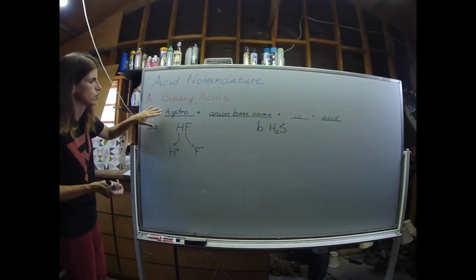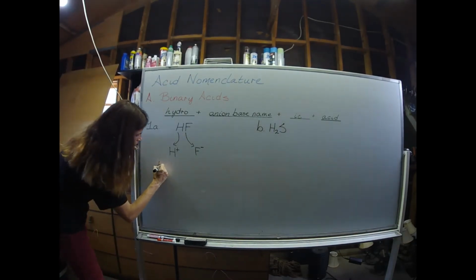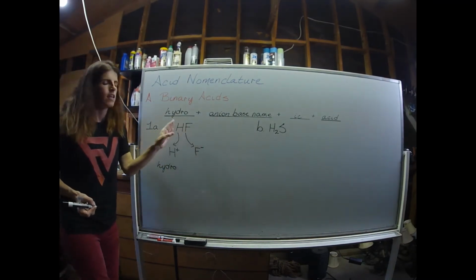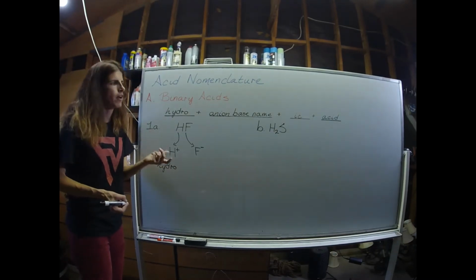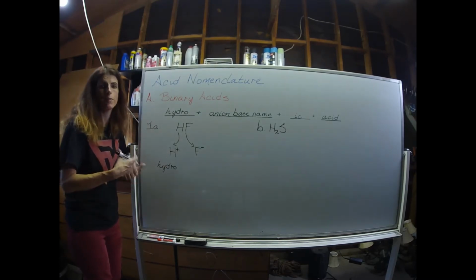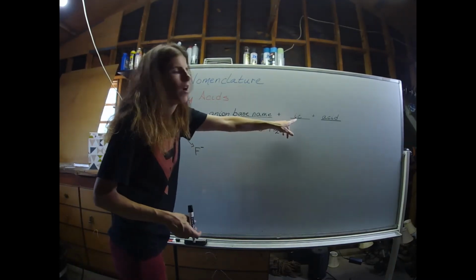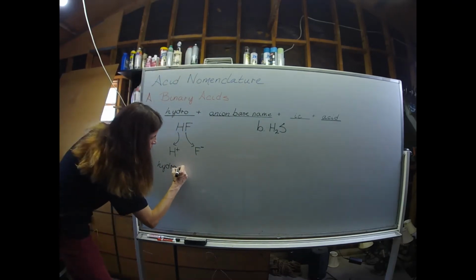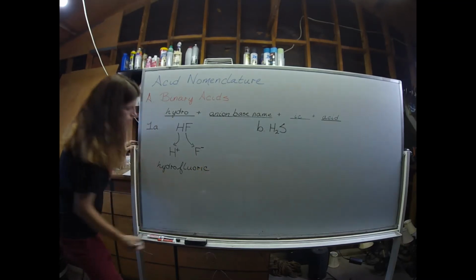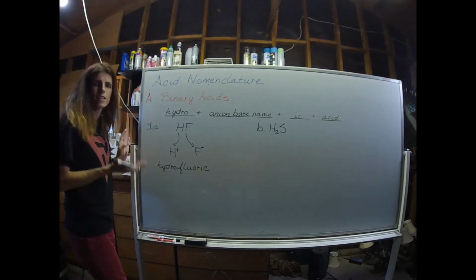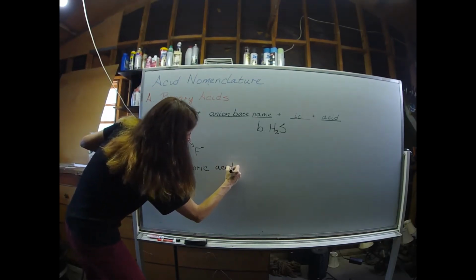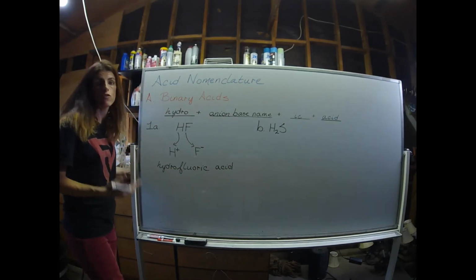The binary acids always begin with the prefix of hydro. Then you're going to take the element name and modify it a little bit. Instead of going fluorine or fluoride because it's an anion, you're going to do fluoric. And then just to really emphasize the fact that we're talking about an acid, tack the word acid on the end of its name. So HF is known as hydrofluoric acid.